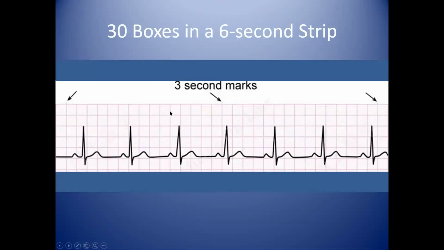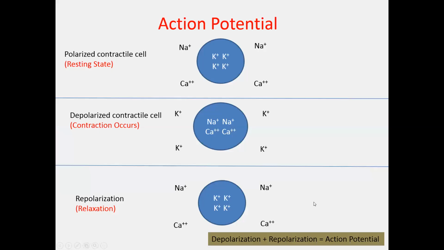So again, when you have a 6-second strip, you usually have tick marks every 3 seconds. So how many boxes did we say is in 3 seconds? 15, right? So 1, 2, 3, 4, 5, 6, 7, 8, 9, 10, 11, 12, 13, 14, 15, right? So that would be 3 seconds. And then over here would be another 3 seconds. So this is a 6-second strip. So there's 30 boxes in a 6-second strip.